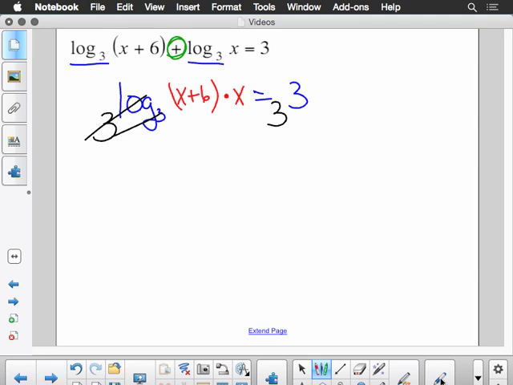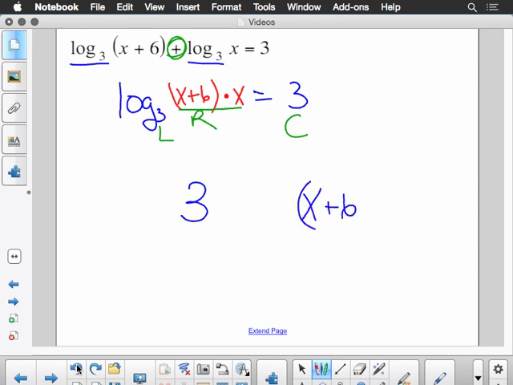The other thing that you can do is you can think of the left, right, center method. Let me grab a different color pen. We are going to do left, right, and then center. I know it's kind of tough with the fact that 3's are showing up on both sides, but I'm going to put a 3 on the left, the x plus 6 times x on the right, and then a 3 in the center. Now you have to remember, we're going from logarithm to exponent, so that 3 in the center should be up here.